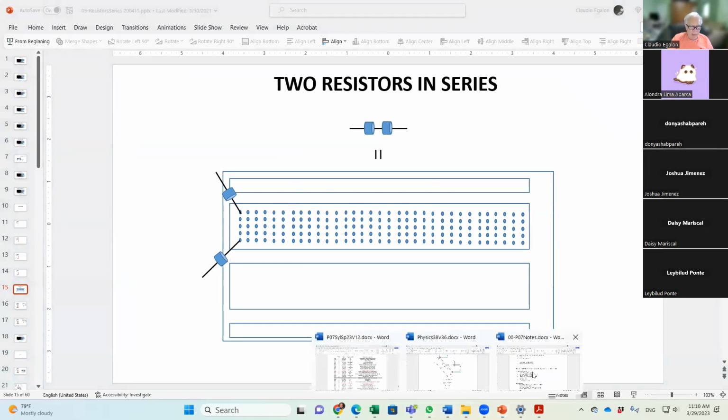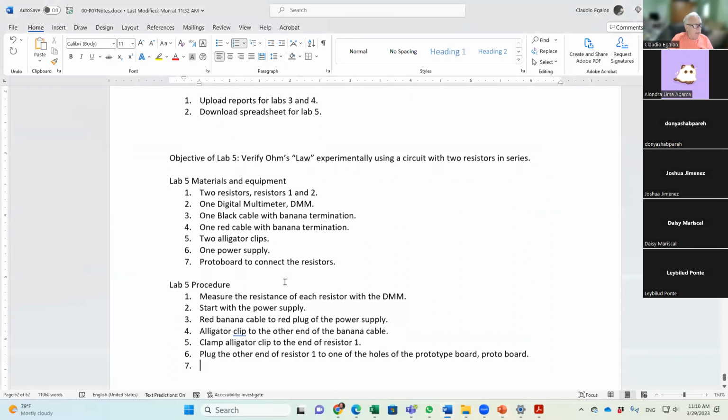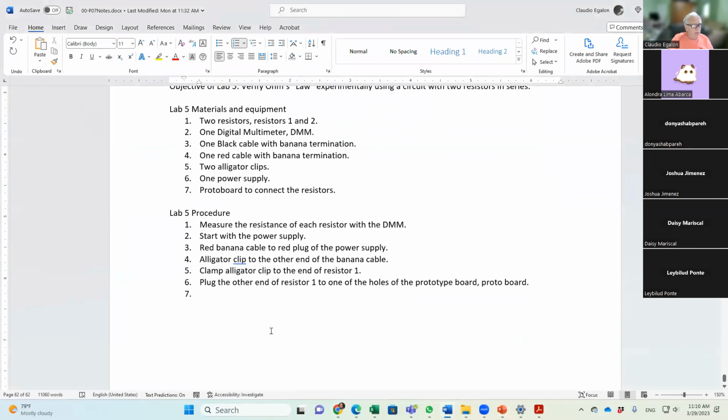Going back to the, okay, plug the other end of the resistor onto one of the holes of the prototype board. Plug the second resistor to another hole, to a different hole, right? To a different hole of the proto board. That is in series with the first resistor.